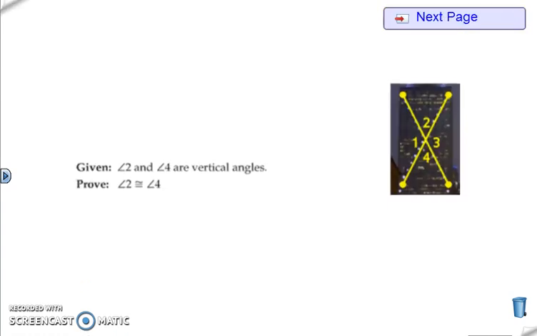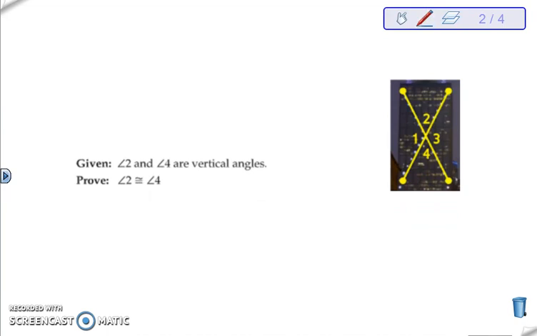Okay, so we're given a diagram. We have 4 angles. It tells us that angles 2 and 4 are vertical, and we must prove that 2 and 4 are congruent. And so we know from the vertical angles theorem that they are congruent. It's now up to us to actually prove the vertical angles theorem works.